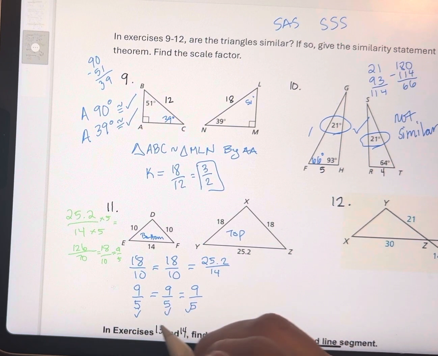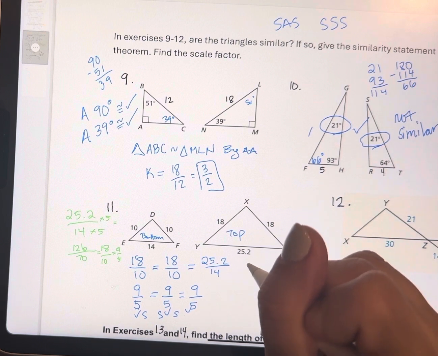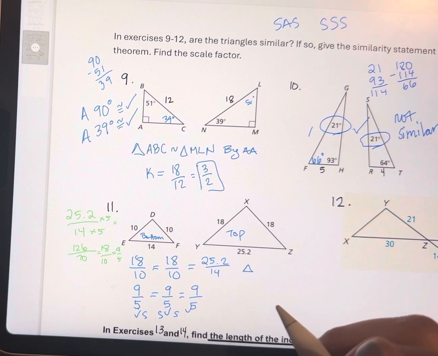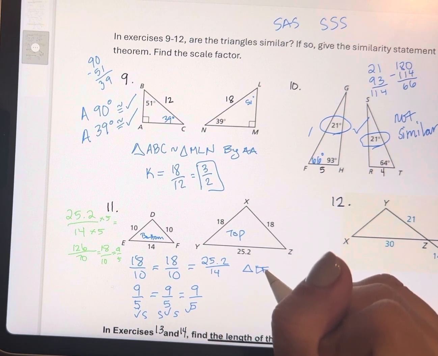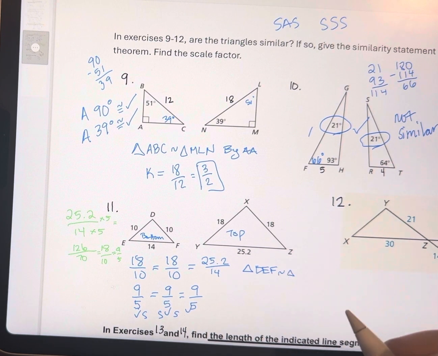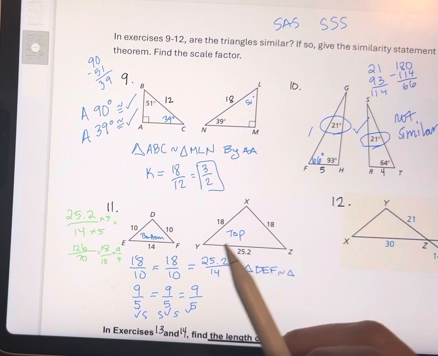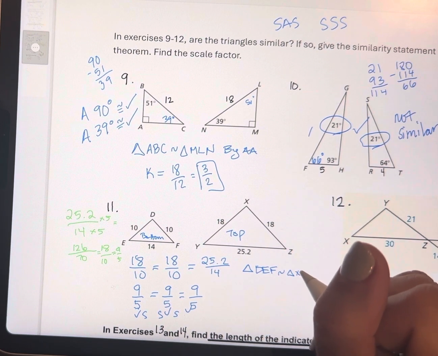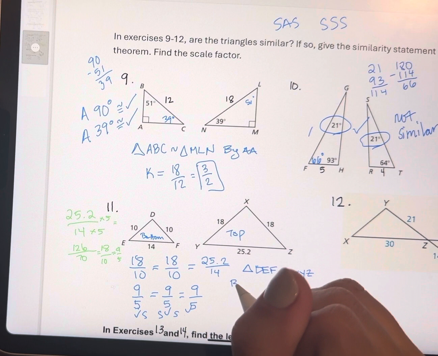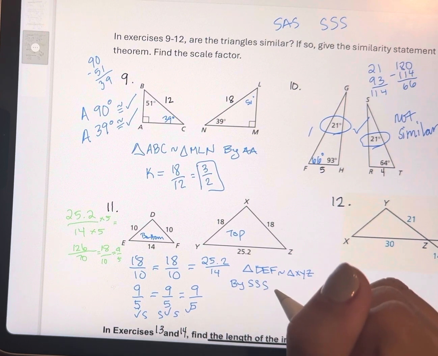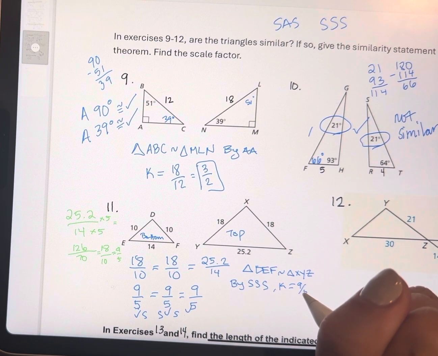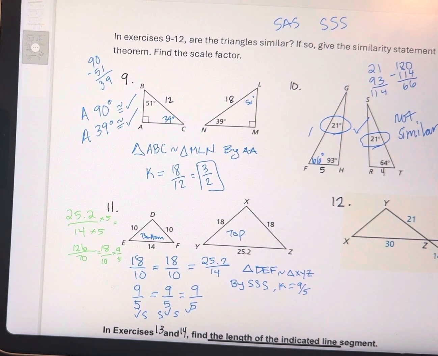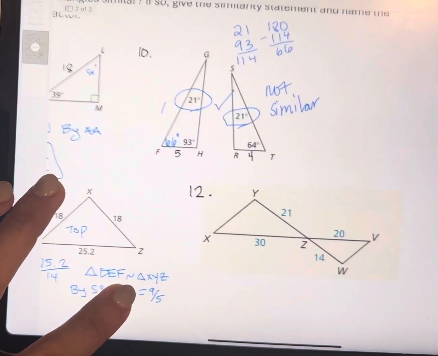Check, check, check. This is side, side, side. So triangle DEF is similar to triangle XYZ by SSS, and the scale factor we already found is 9 over 5. Number 12.